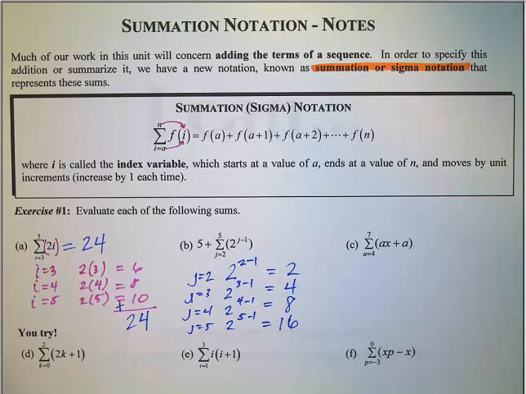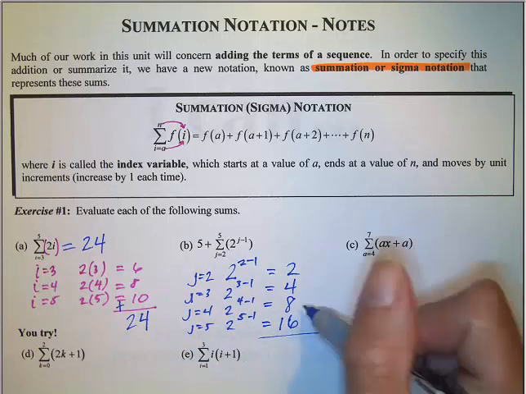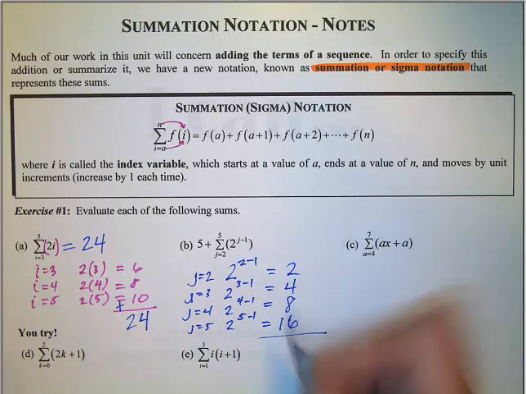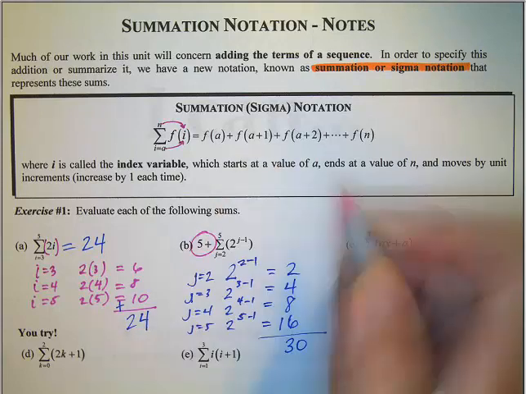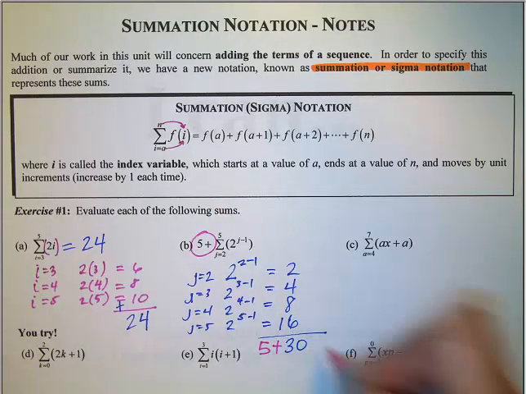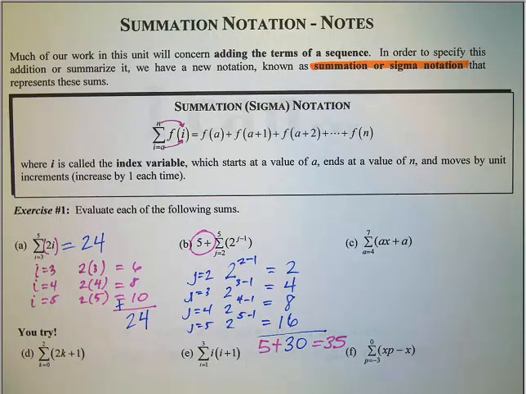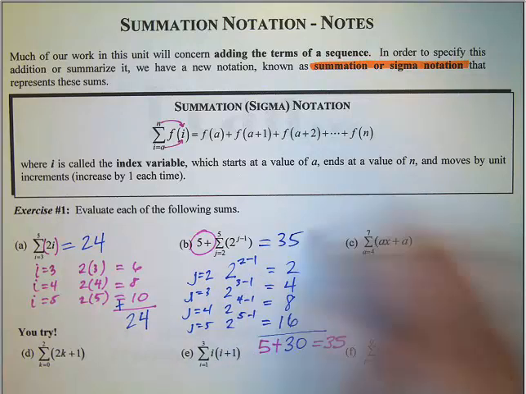Now here's the catch. We have to, when we're done finding the sum, add 5 to it. So let's first find the sum, 24, 28, 30. Now we have to bring this 5 plus down. So 5 plus 30 is 35. So the sum of 5 plus the summation from 2 to 5 of 2 to the j minus 1 is 35.